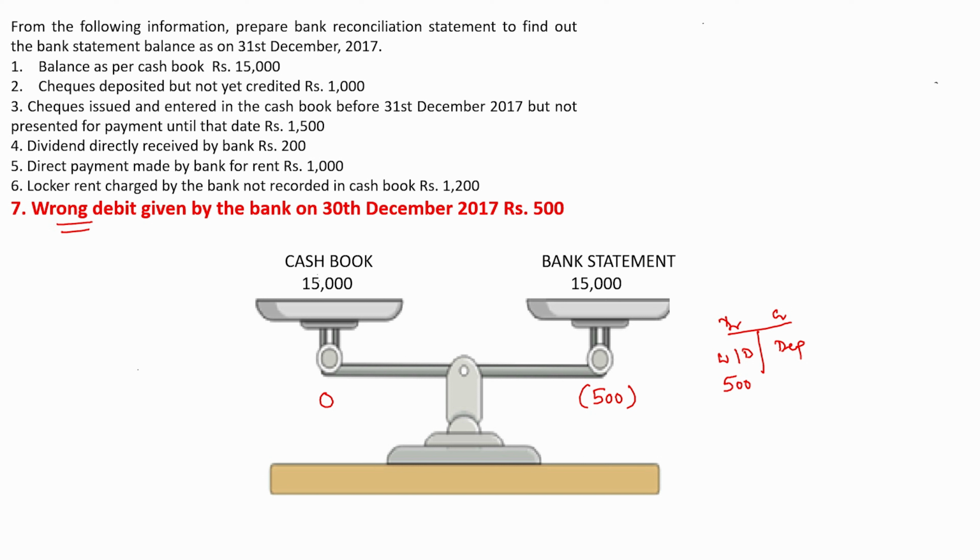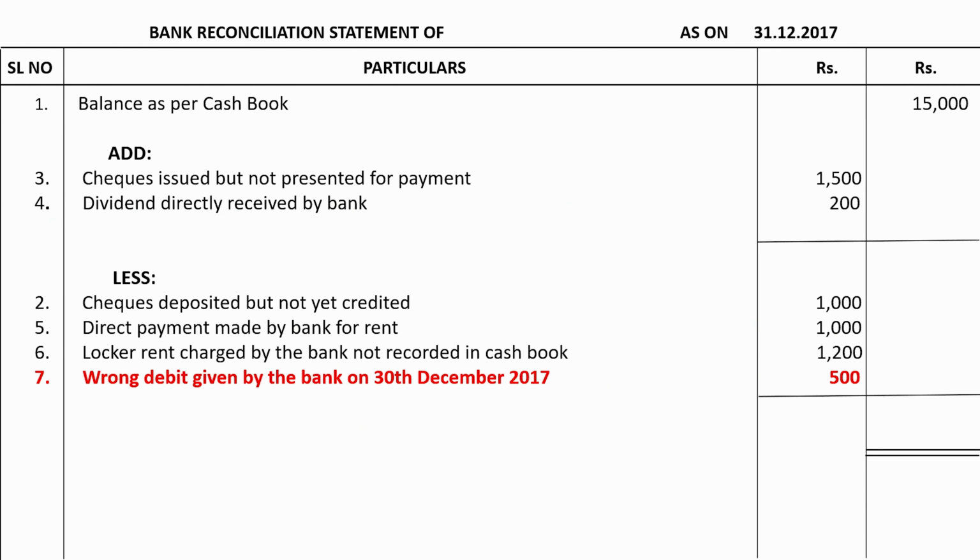the cash book. Bank statement shows 14,500 balance, whereas cash book it is still 15,000. We have to make this equal. We deduct 500 rupees from the cash book balance in the BRS. Wrong debit given by bank on 30th December 2017 is shown as a deduction.